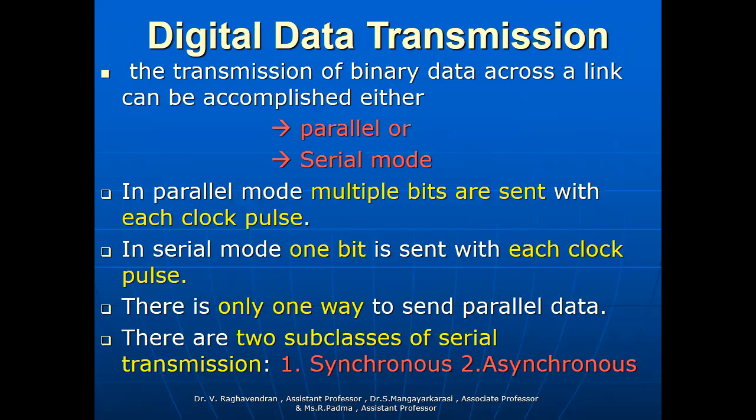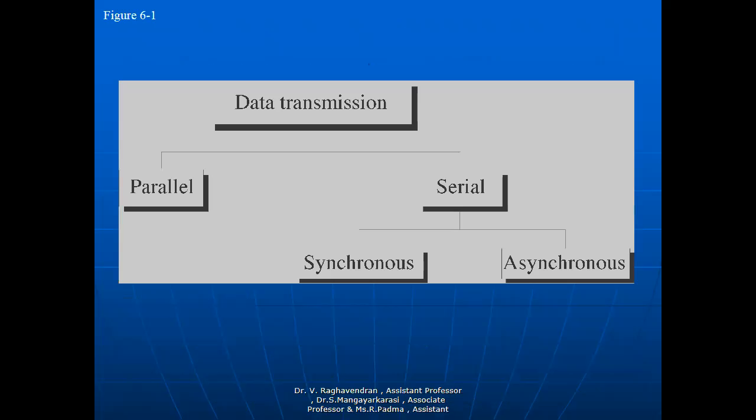There is only one way to send parallel data. There are two subclasses used for sending data in serial transmission. These two categories are synchronous transmission and asynchronous transmission. This diagram displays data transmission done in two different categories: one is parallel transmission, the other is serial transmission.